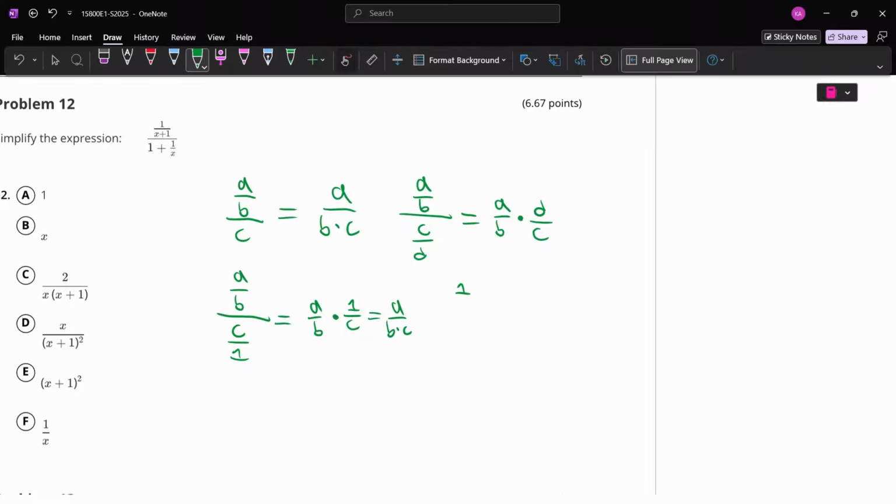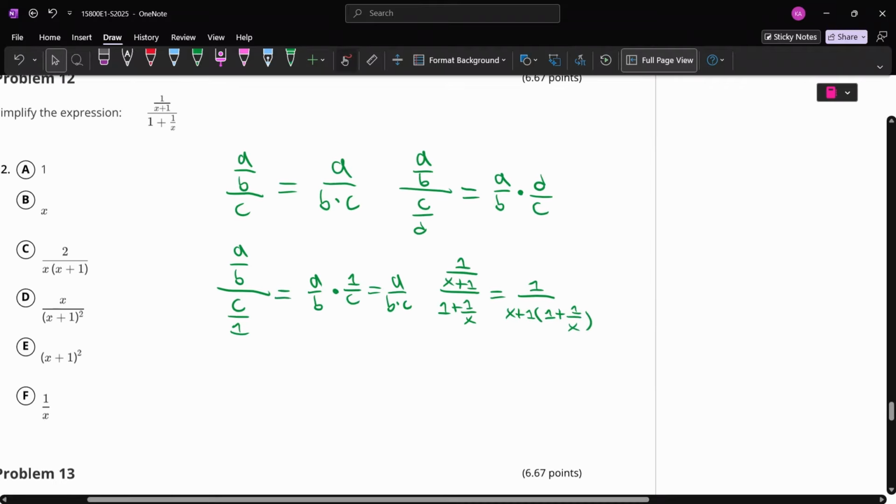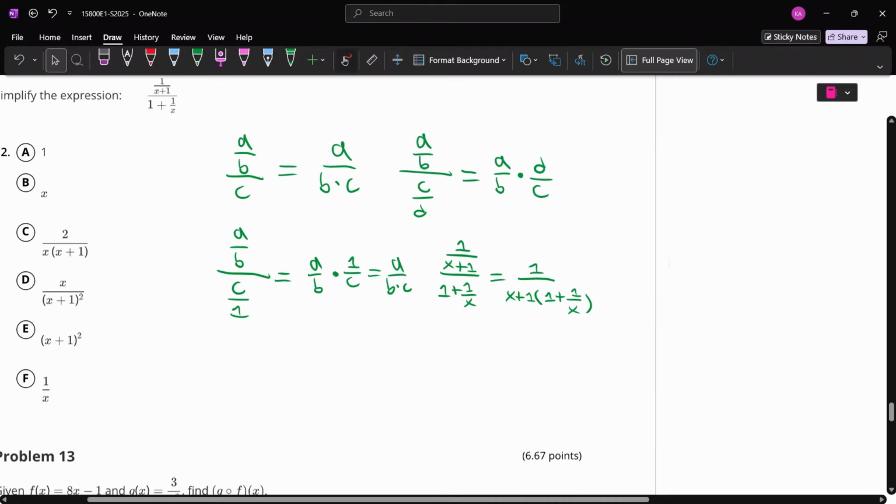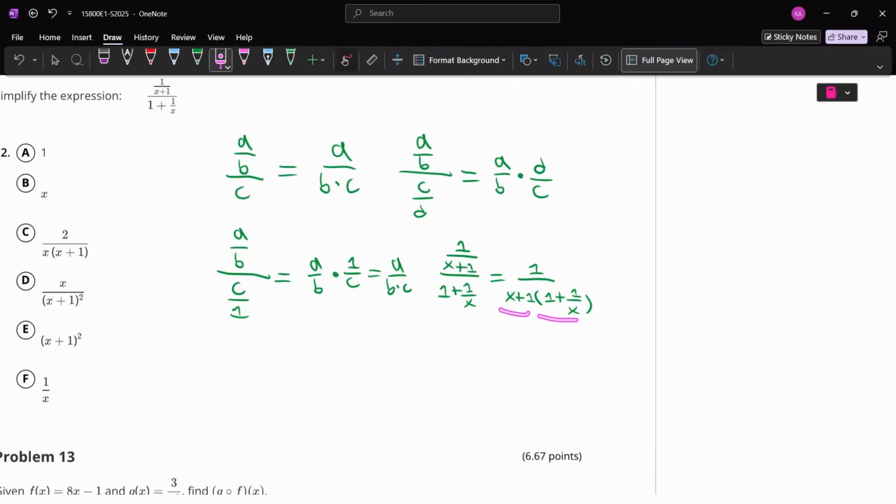So we can say that 1 over x plus 1 over 1 plus 1 over x is going to be equal to 1 over x plus 1 times 1 plus 1 over x. And so now we can do some stuff to simplify the denominator here. Your first instinct might be, since you see two binomials here, to FOIL, but there is a better way to simplify this.